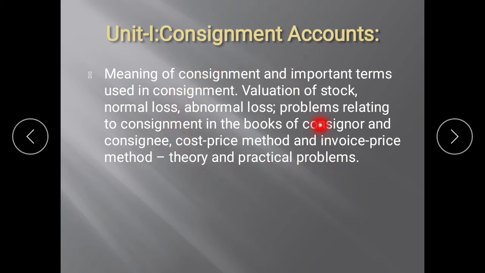So overall in this particular unit we are going to study about how we maintain accounts in the books of consignor as well as the consignee. When goods are sent on consignment to be sold, then what type of accounts we will prepare, that we are going to study here. And along with that we are going to deal with the different transactions like normal loss, abnormal loss, valuation of stock, and problems relating to the consignment. And we will be following 2 methods: cost price method as well as invoice price method. In this unit there will be theory as well as problems.